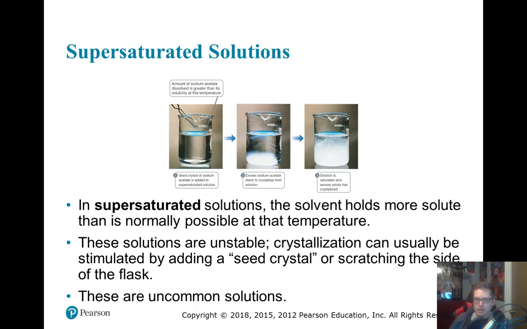I think it was right here, or maybe it was down here. I don't know, it's hard to tell what's going on with the picture. But anyway, notice it starts to crystallize. The seed crystal gave it a nucleation point, just a spot to catch on, and so then it starts falling out of solution and crystallizing.